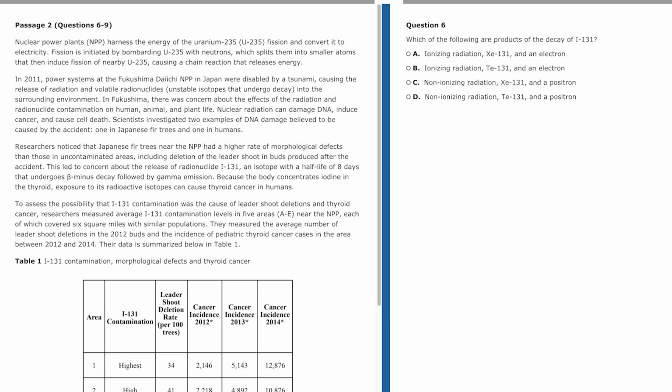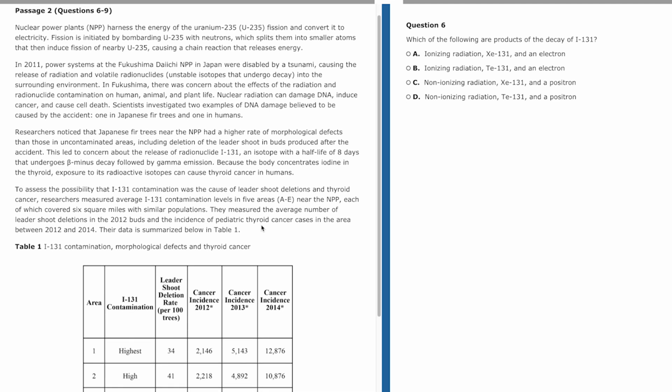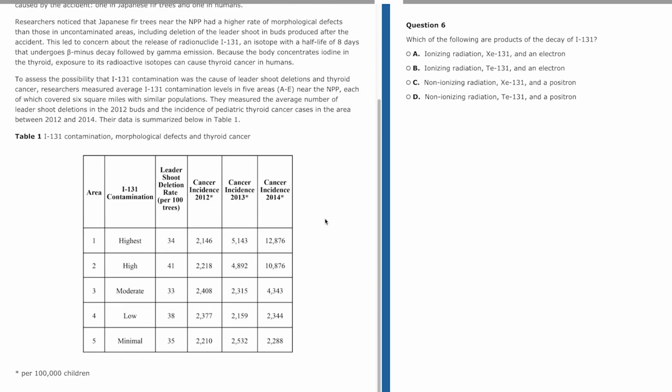To assess the possibility that iodine-131 contamination was the cause of leader shoot deletions and thyroid cancer, researchers measured average I-131 contamination levels in 5 areas, A through E, near the NPP, which is the power plant, each of which covered 6 square miles with similar populations. They measured the average number of leader shoot deletions of the 2012 buds and the incidence of pediatric thyroid cancer cases in the area between 2012 and 2014. The data is summarized below in Table 1.